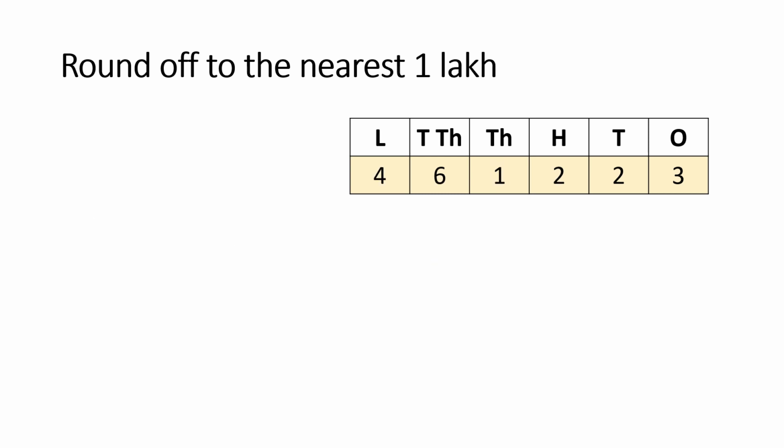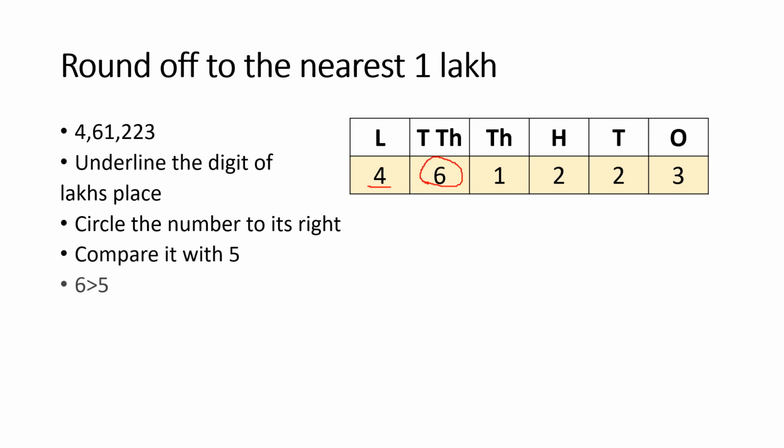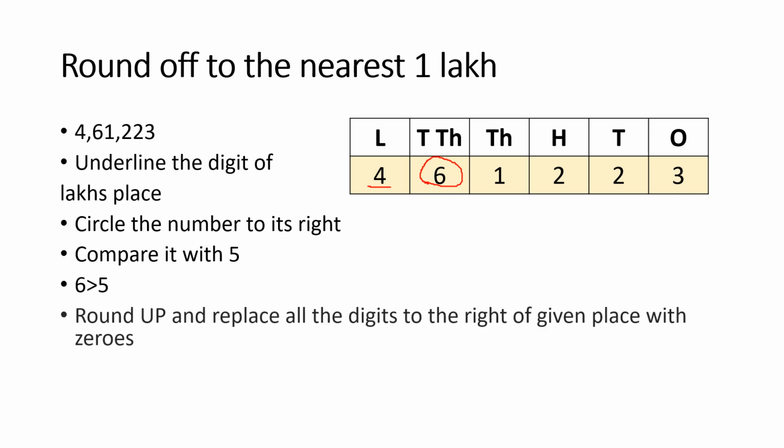The next example is round off to the nearest 1 lakh. See, here is a question: 4,61,223. Here we have to round to the nearest 1 lakh. It means we will underline the digit at the lakhs place. At the lakhs place there is a digit 4. We will underline this and circle the number to its right, which is 6, and compare this 6 with 5. 6 is greater than 5. That's why it is a situation of round up. We add 1 to the underlined digit and it will be 5, and the rest of the digits will be 0. That's why it is 5 lakh.